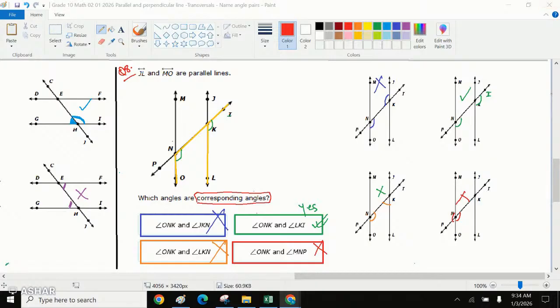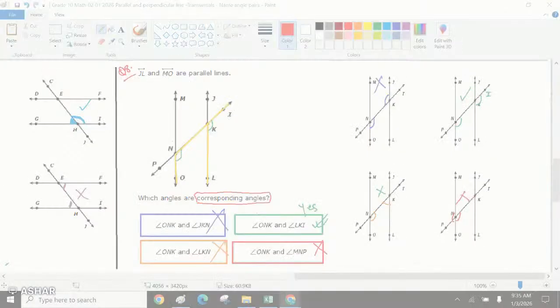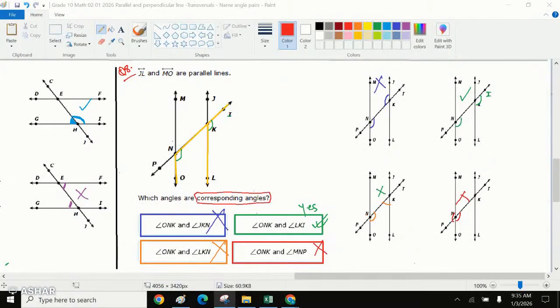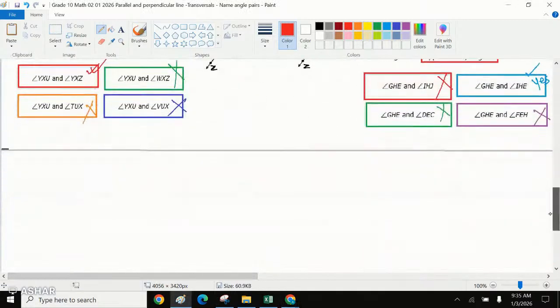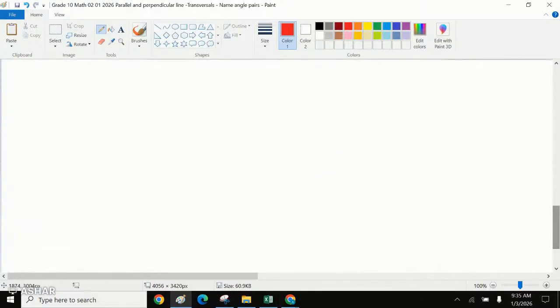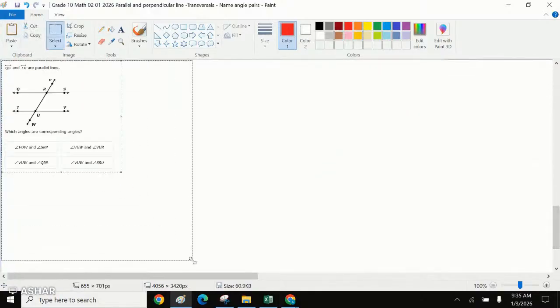Moving ahead with the next question, I'll just copy the question on the screen so that it's more understandable. We again need to find corresponding angles, but the diagram is a bit different. Okay, question number 9 says this.